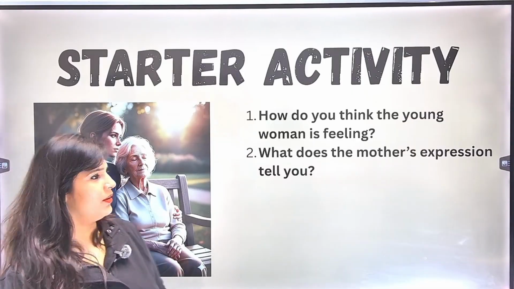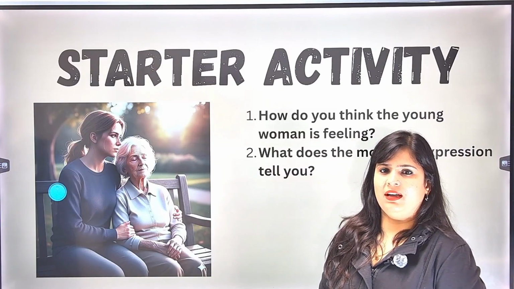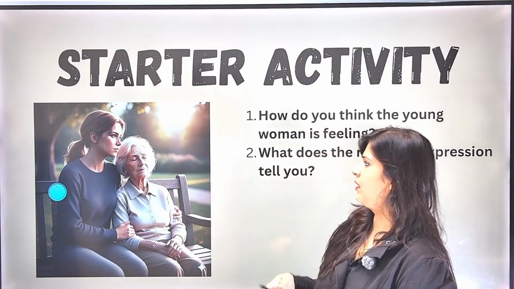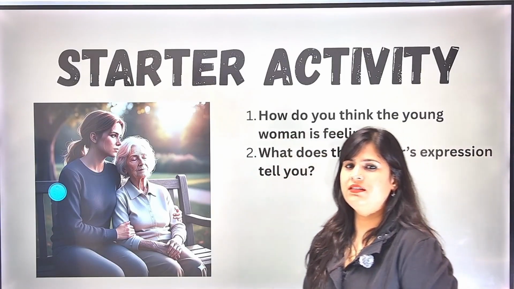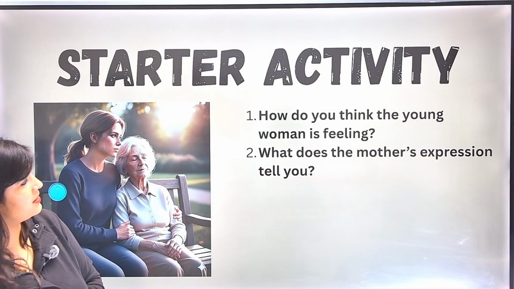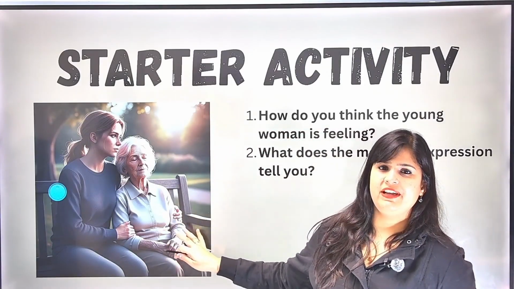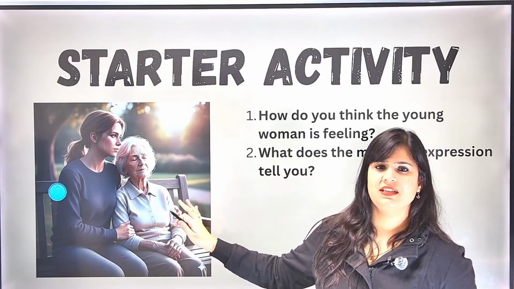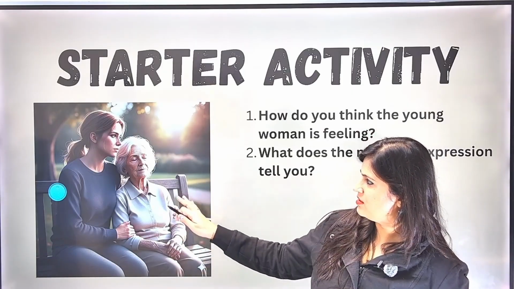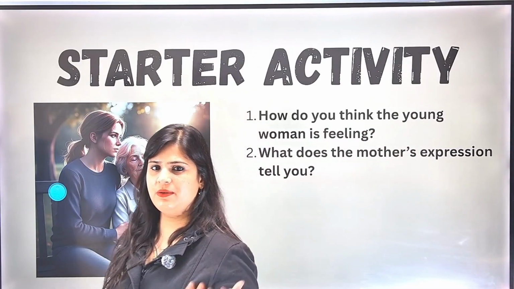Look at this image, observe this image, and what can you understand? Try to answer these two questions. How do you think the young woman is feeling, and what does the mother's expression tell you, right? So two things you need to observe. What is the kind of feeling that the young lady is having, and what is the kind of feeling that the old lady might be having? Look at their expressions, try to analyze this picture. I'm giving you 10 seconds, just try to analyze it, right?